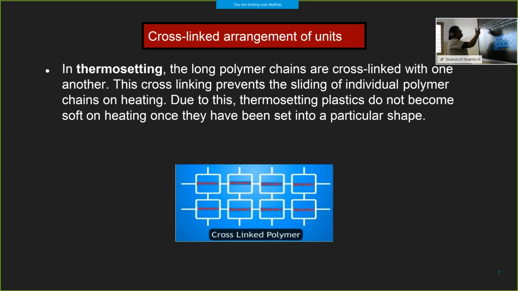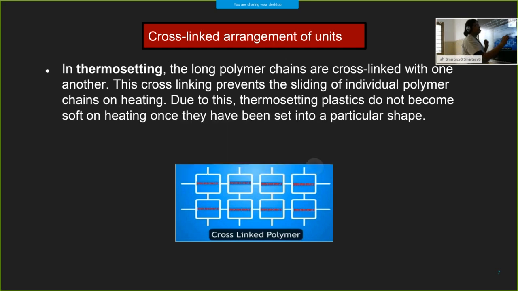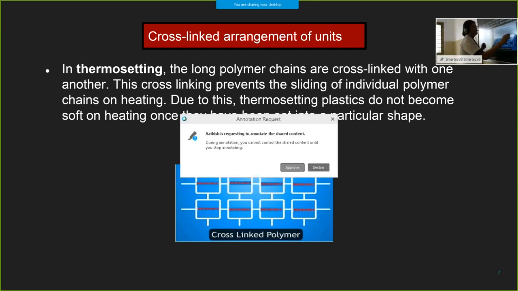So see the explanation. In thermosetting plastics, the long polymer chains are cross-linked with one another. This cross-linking prevents the sliding of individual polymer chains on heating. Due to this, thermosetting plastics do not become soft on heating once they have been set into a particular shape.